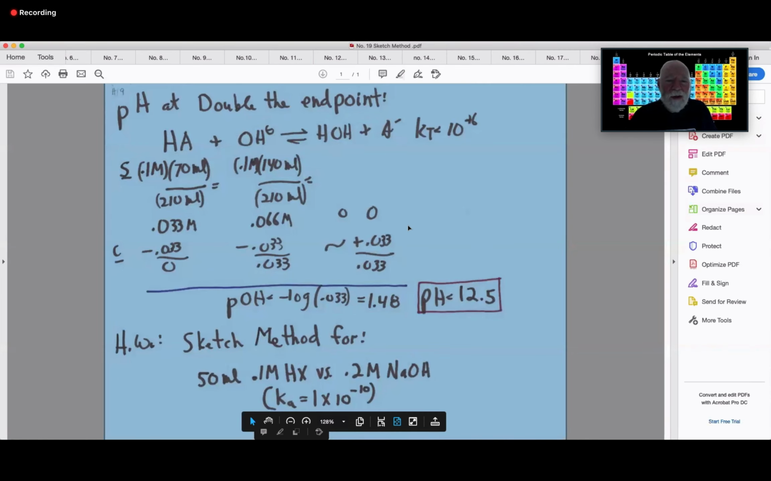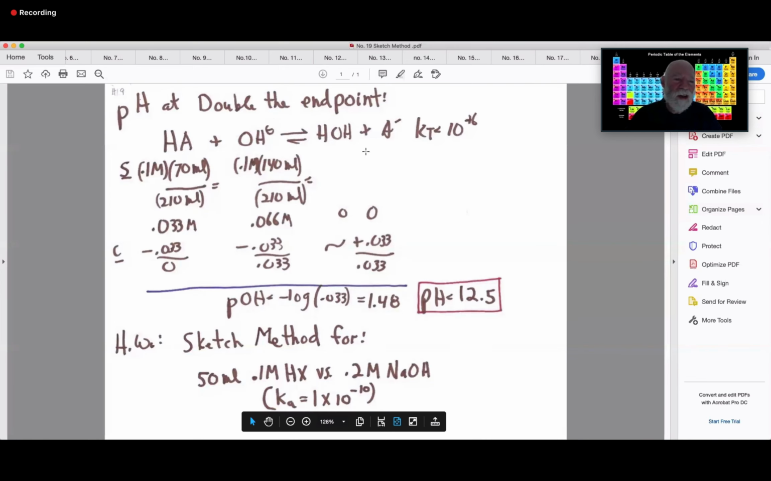Okay, one more point to get. Let's get the pH at double the endpoint. So again, what's written here is the total titration equation. Now taking dilution into account, let's find out their concentrations. So you were given 10th molar of acid, 70 milliliters of it. 10th molar base, Berg wants you to double the endpoint, so you get 140 milliliters. So total volume is 210. Using the dilution factor, the diluted concentrations are 0.033 and 0.066.